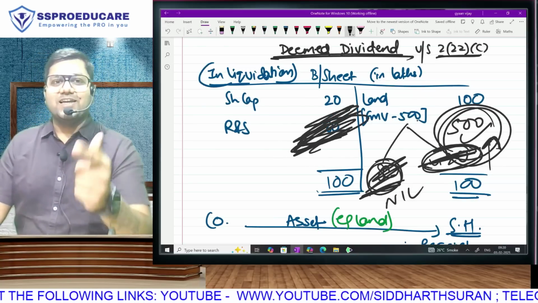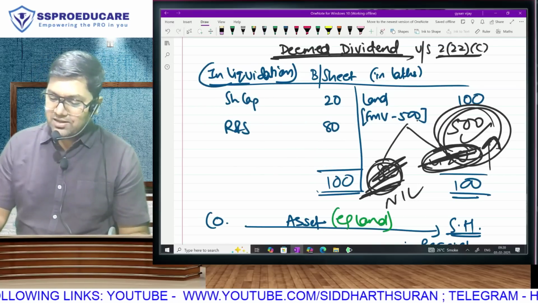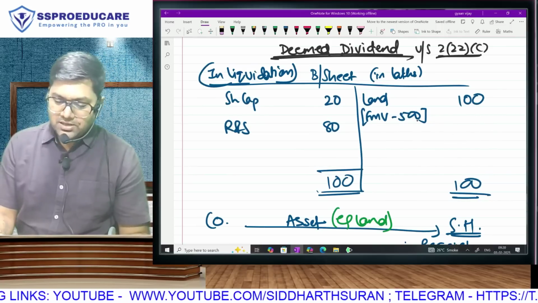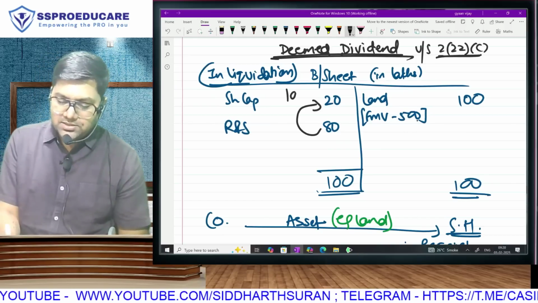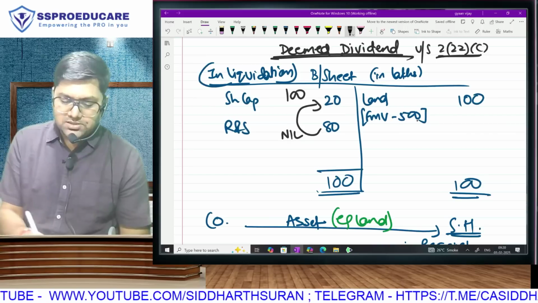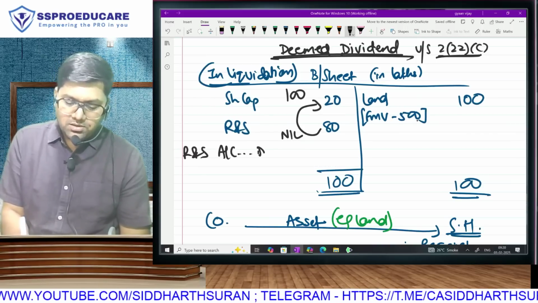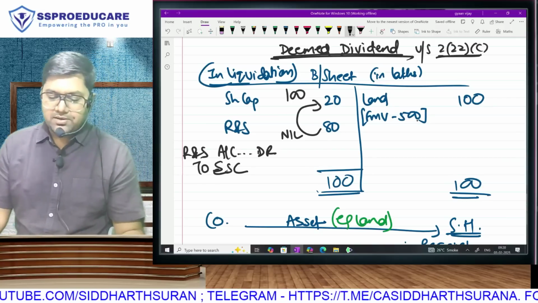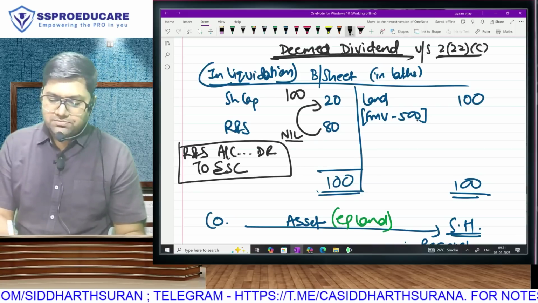So fantastic, ladies and gentlemen. Understood now what is happening? Logic. Fantastic. Let us remove 80 from the balance sheet. Let us send this 80 here. Make this 100, make this 0 by passing an entry: reserves and surplus account debit to equity share capital. Send this 80 lakh. Is this 0 now?